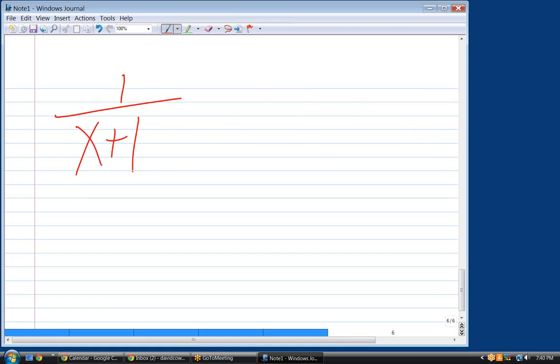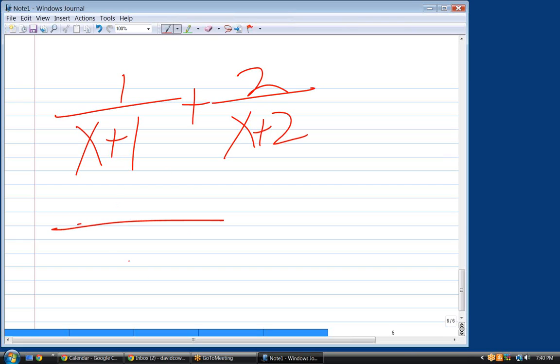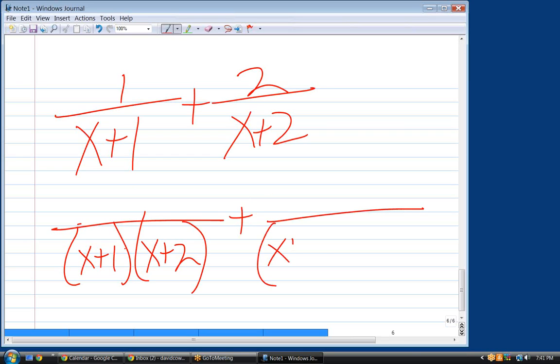If I said, how would you do that? Wouldn't you just add the top and the bottom? No. You've got to find a common denominator. The common denominator, when you're dealing with variables, is always the product. So that's the common denominator.